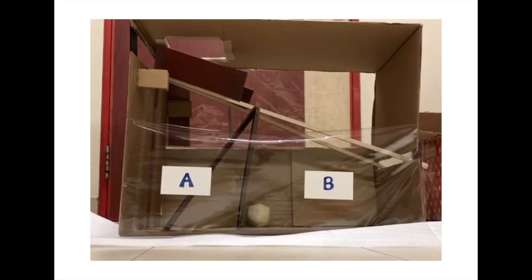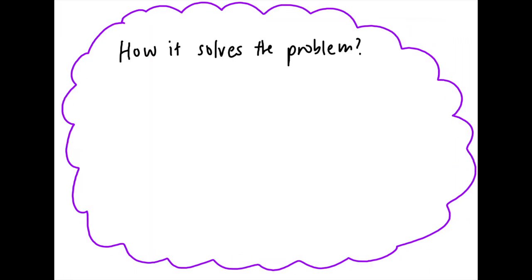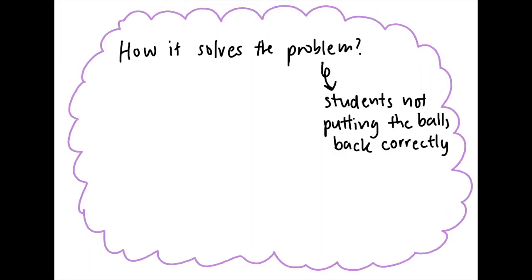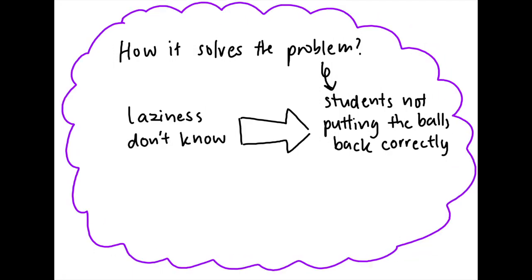As you can see, the bigger ball dropped into the chamber towards the back of the ramp, while the smaller ball dropped into the chamber closer to where it first dropped on the ramp. Now that you know how this works, we will then explain how we can help solve the problem that PE teachers face, which is students not putting the balls back properly to their designated spots. This may be due to laziness or just not knowing where the balls should be put back to.